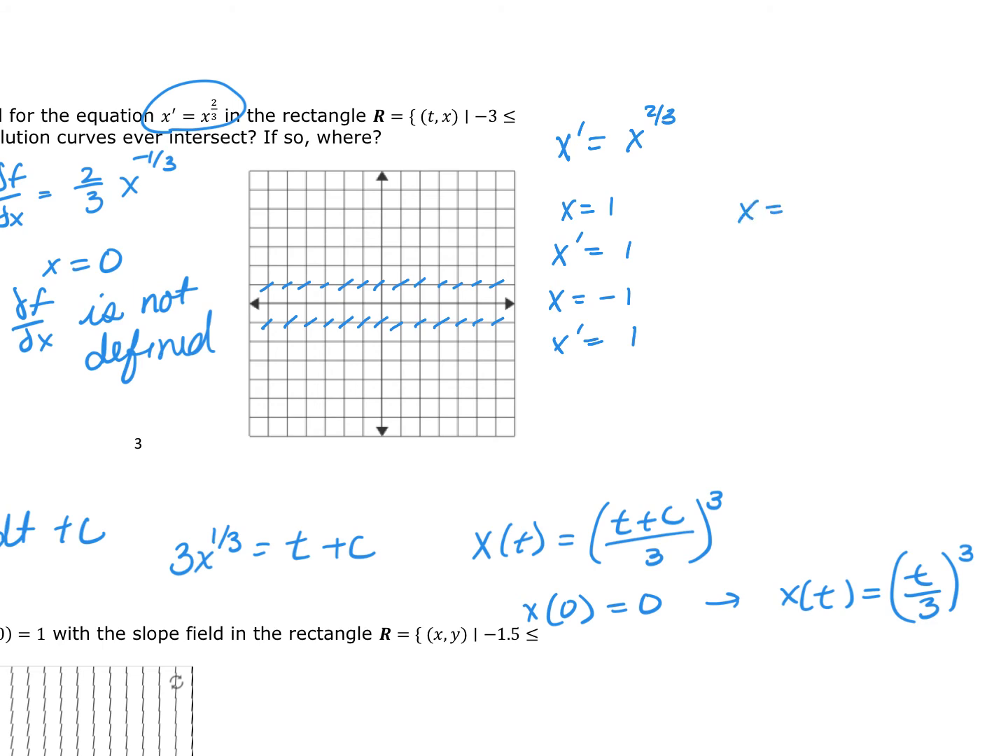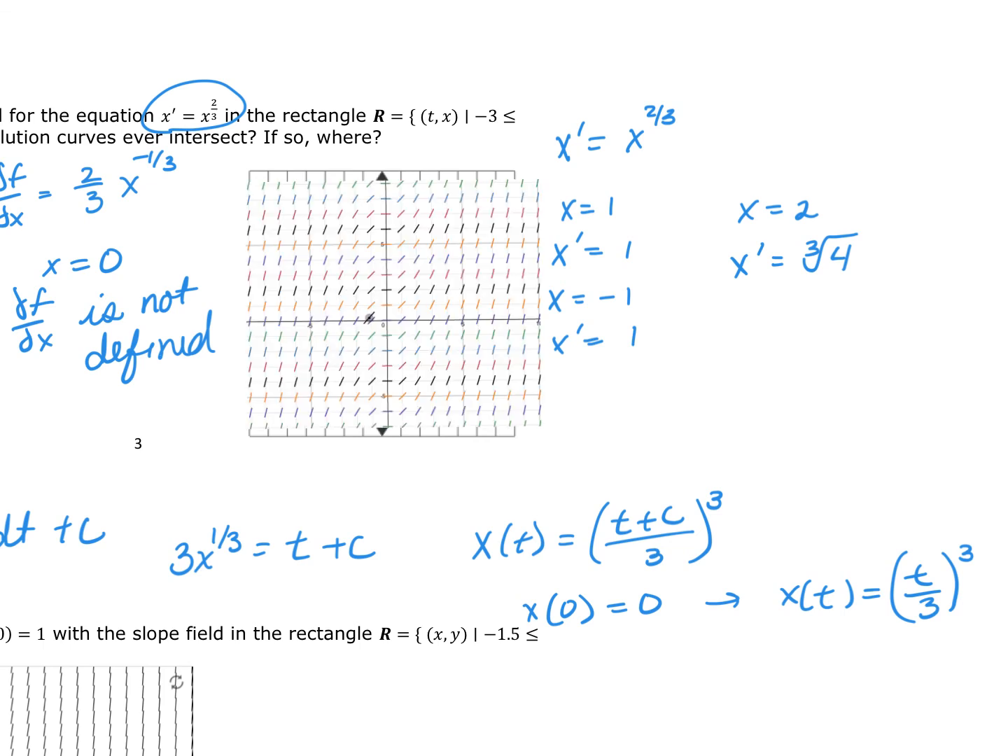So then I would put in when x is equal to 2, x prime is going to be the cube root of 4. And then I would get that slope. And so I would do the next one, which is a little bit higher, and I go left and right. And I would go in the other direction. And that's how, as you remember, you fill out the slope field. And with the magic of Desmos, here is the slope field filled out for us. And this is what it looks like.